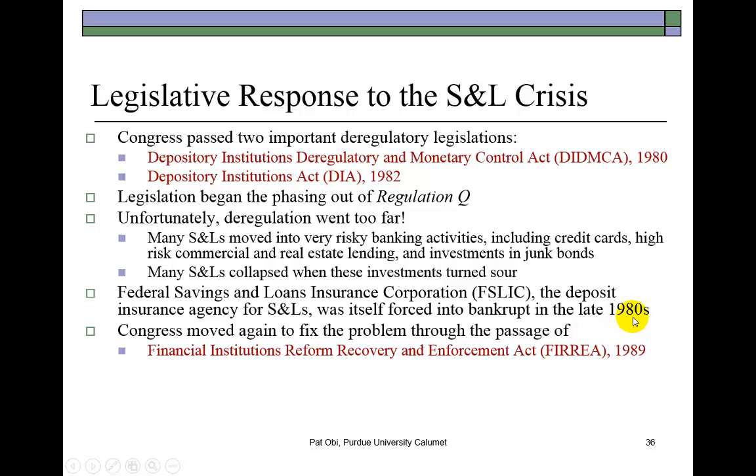And in response, Congress passed the Financial Institutions Reform, Recovery, and Enforcement Act, or FIRREA, of 1989, which, among other things, expanded the powers of the FDIC, the Federal Deposit Insurance Corporation, the insurance agency for commercial banks, to dissolve FSLIC and take over its activities. So that's how FSLIC went out of the picture. And now we have FDIC insuring bank customer deposits in all depository financial institutions.